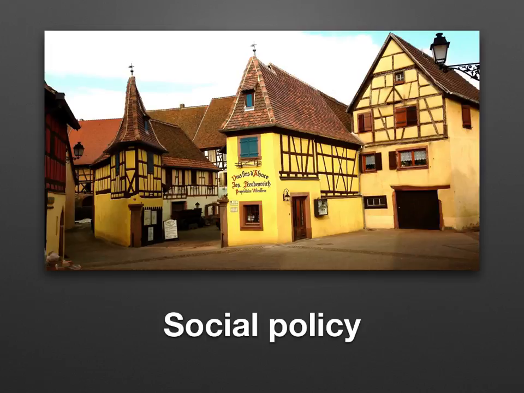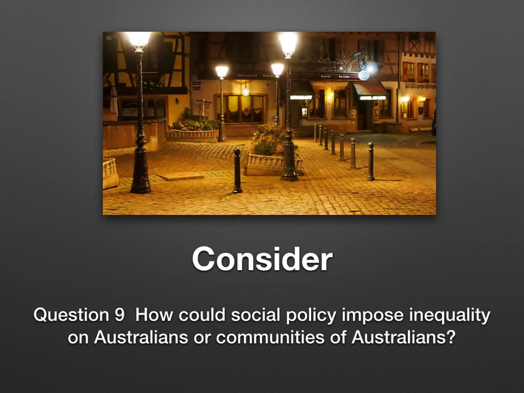Social policy is a study of actions and decisions of government that contribute to the well-being of the population. It involves areas such as social security, welfare, disability, health, education, employment, all of those sort of things. The study of social policy is particularly interested in understanding the values and ideas that underpin this policy. And so question 9 is, how could social policy impose inequality on Australians or communities of Australians?